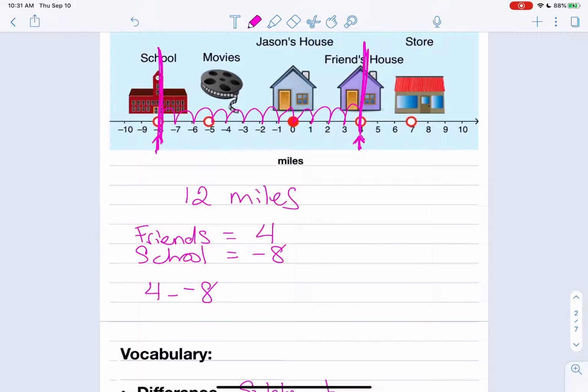So remember, if we have subtraction, we're going to change it to addition and change the sign of the second number to its opposite sign. In this case, the 8 is negative, so the 8 becomes positive. Now we go ahead and add. 4 plus 8 is equal to 12. Okay, so we follow the rules that we use for adding integers once we turn it into an addition problem. Okay, so it equals 12.